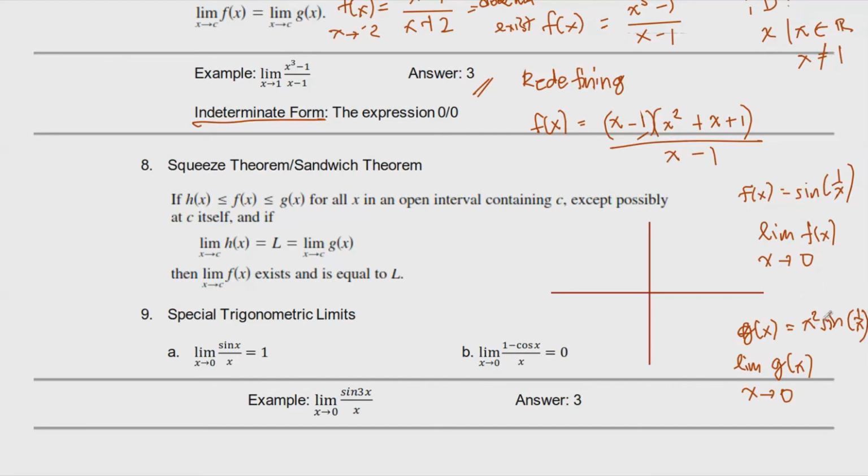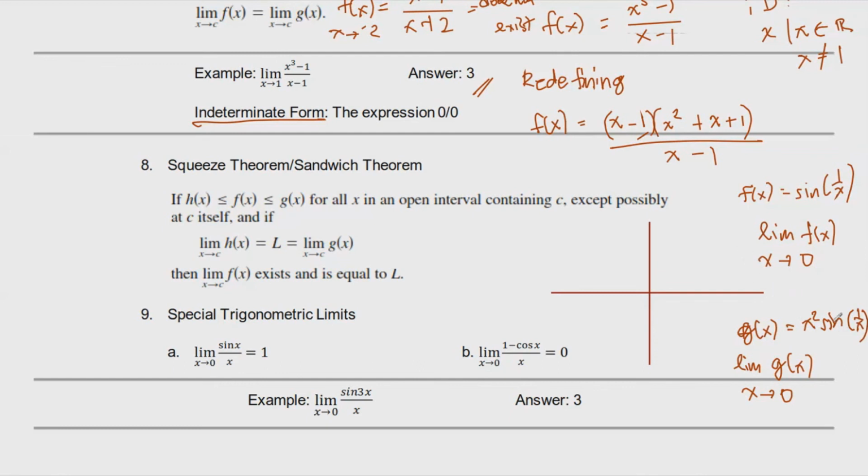Remember, sine of 1 over 0 is actually sine of undefined. How do you take the sine of something that is undefined? So with that, direct substitution is not applicable for this case. So what we'll do here is apply the squeeze theorem, or the sandwich theorem.